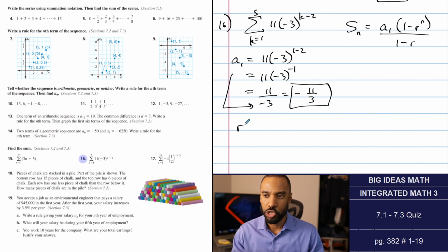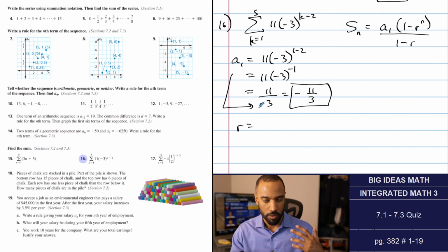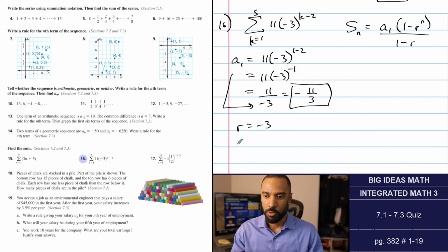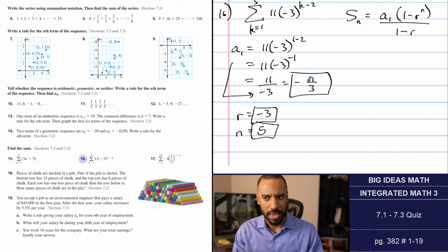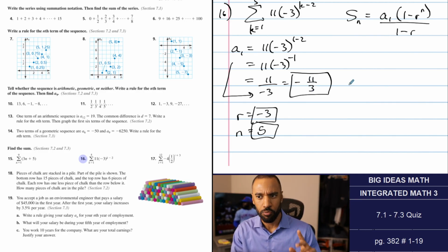The common ratio, however, is negative 3. That's what we're multiplying by each time k increases by 1. So there's a common ratio. And n is from 1 to 5. That is 5 total terms. So we got this, that, and they're going to substitute into here. Probably one of the weirder sets of values I had to work with, given that the common ratio is negative. We didn't do a lot of those.